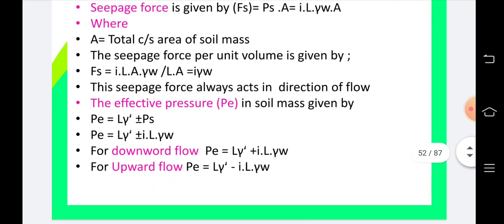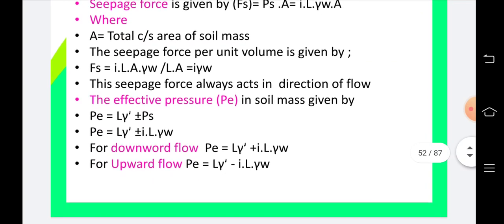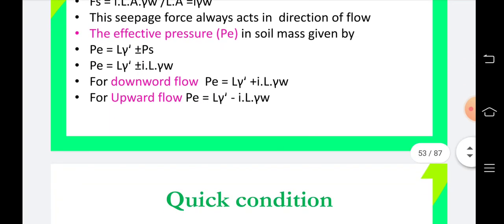So when the flow is downward, our formula for effective pressure is different. This is very important for your online examination. What is the formula for effective pressure when the flow is downward, and when the flow is upward? What is the formula for seepage pressure, for seepage force, for seepage force per unit volume? You have to keep all these formulas in mind. So when the flow is downward, the effective pressure will be L gamma dash plus IL gamma W, note that here we use the plus sign, and when the flow is upward, the formula becomes PE equals L gamma dash minus IL into gamma W.